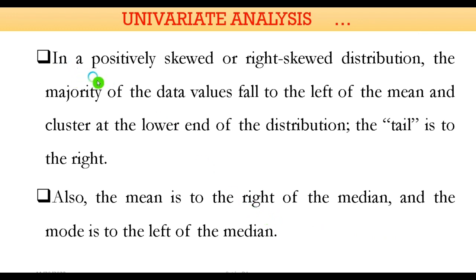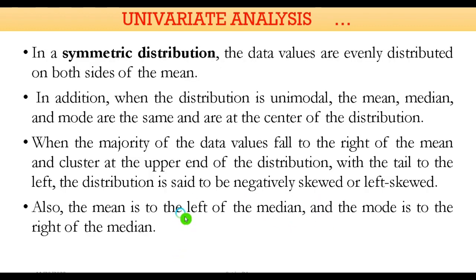What does it mean if we say positively skewed? In a positively skewed or right skewed distribution, the majority of the data values fall to the left of the mean and cluster at the lower end of the distribution, with the tail to the right. Also, the mean is to the right of the median and the mode is to the left of the median, as we explained in the graph above.